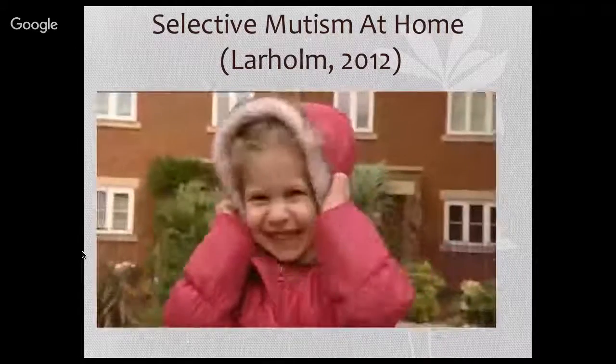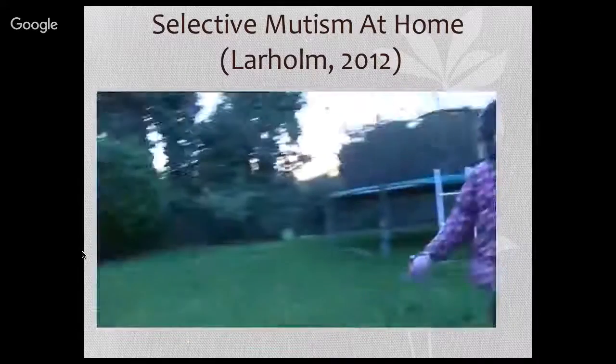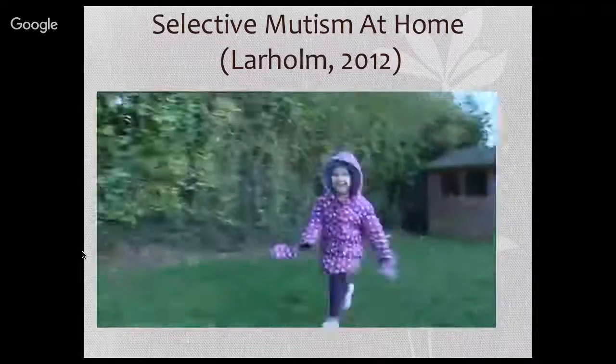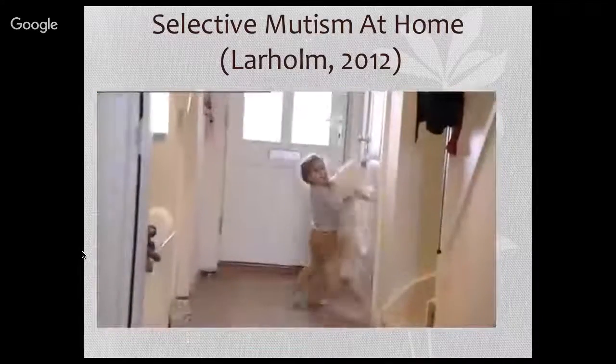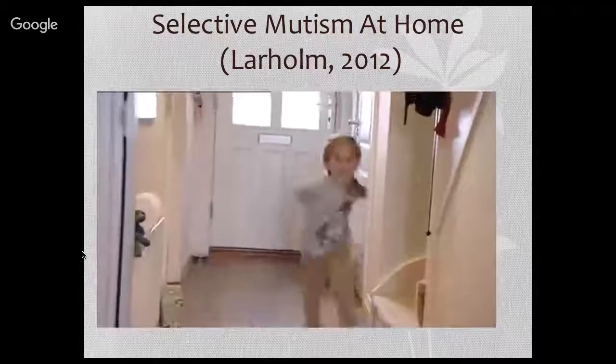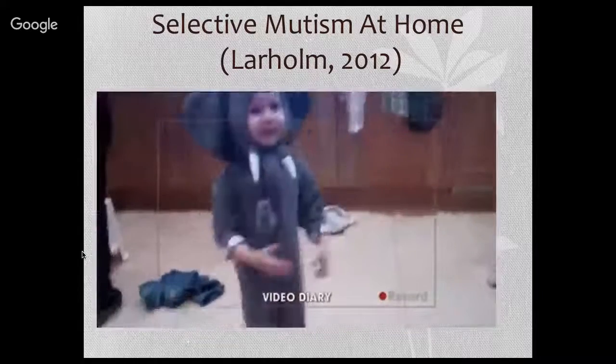At first glance, 3-year-old Maya appears to be a perfectly normal little girl. She's confident, cheerful, and mischievous. But when people spend time with her, they realise something's missing.